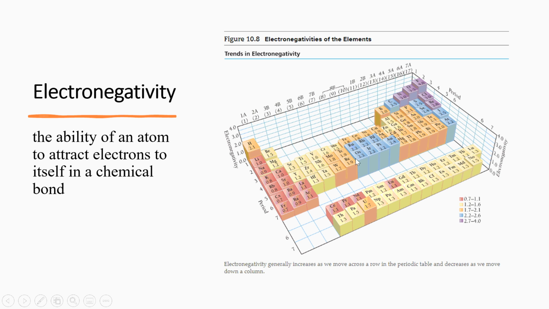You can see there's a periodic trend for electronegativity that looks really similar to ionization energy, right? Because over here on the top right, we've got high electronegativities, just like we have high ionization energies. Down here in the bottom left, we've got low electronegativities. So fluorine has a really strong attraction to electrons. Down here, francium, cesium, they have really weak attraction for those electrons.